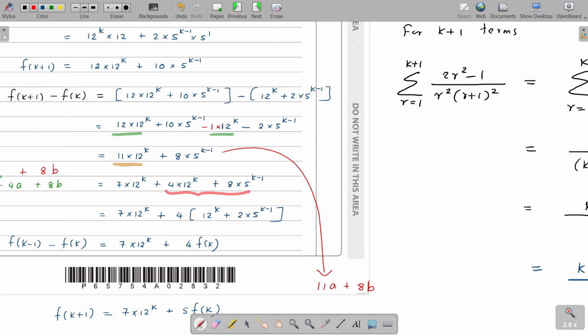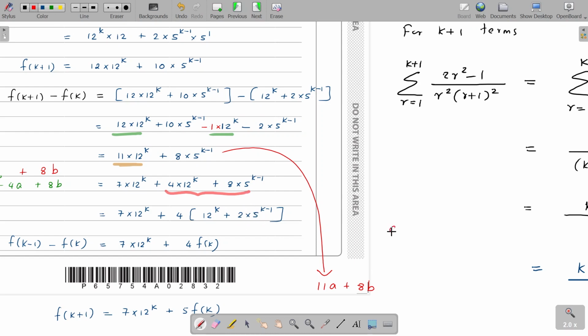Okay, so now I told you how to split the 12 to the power k and get it done. So if you are trying to split the 8 here to get the same answer, what you do here is, I just use for convenience 11a plus 8b. What is fk? Fk is 12 to the power k plus 2 into 5 to the power k minus 1, which means in simple terms, it's a plus 2b, right? Fk is a plus 2b.